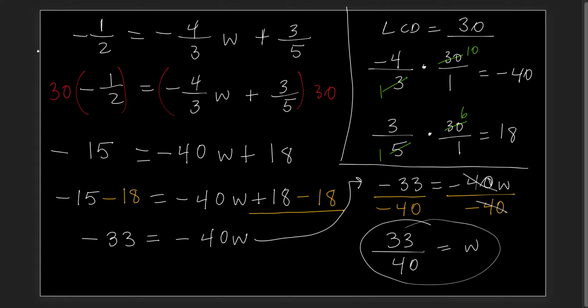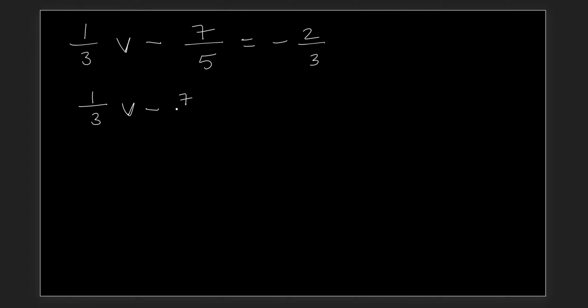I'll do another one. We have 1/3 V minus 7/5 equals negative 2/3. So guess what we do first? I'm going to write the problem again so I can work on it. Maybe I won't do that in the next step just because I'm trying to get you into good habits.